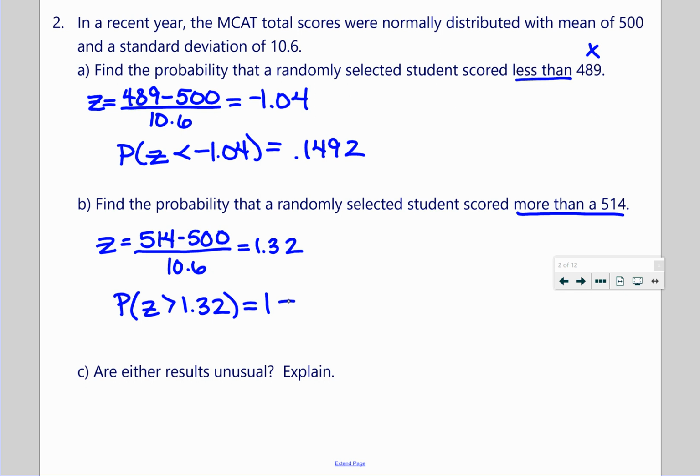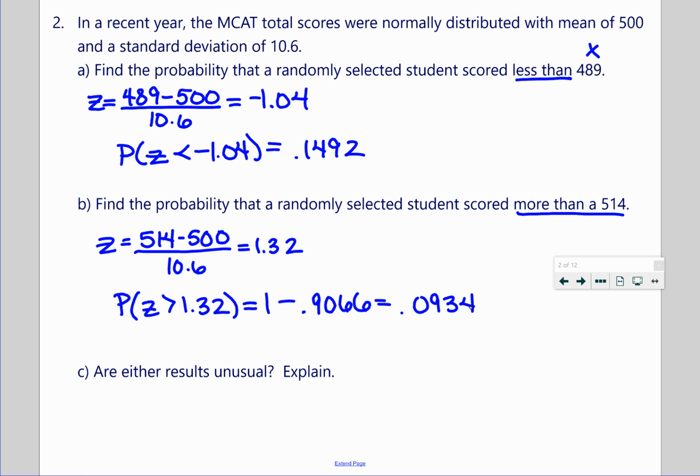1.32, 0.9066, and I get 0.0934. Okay, then it asks, are either of these events unusual?